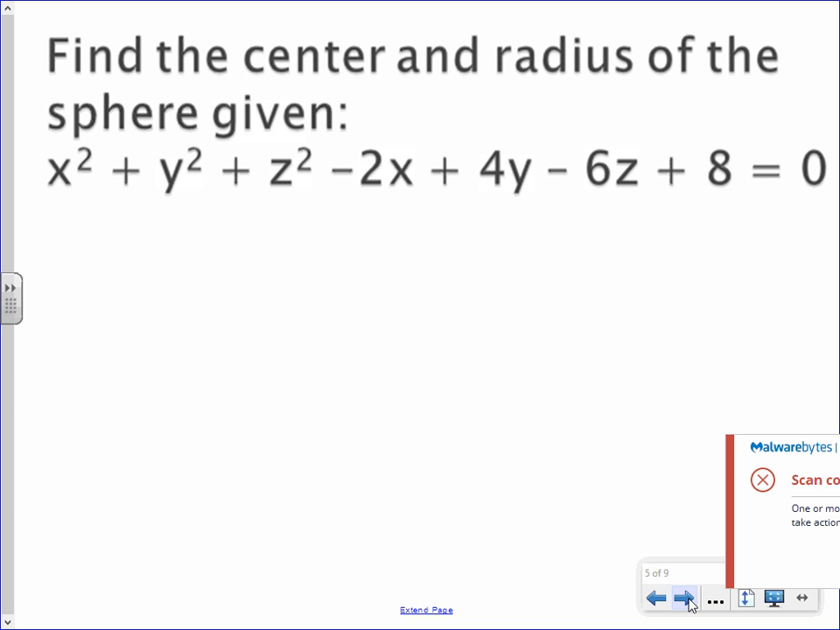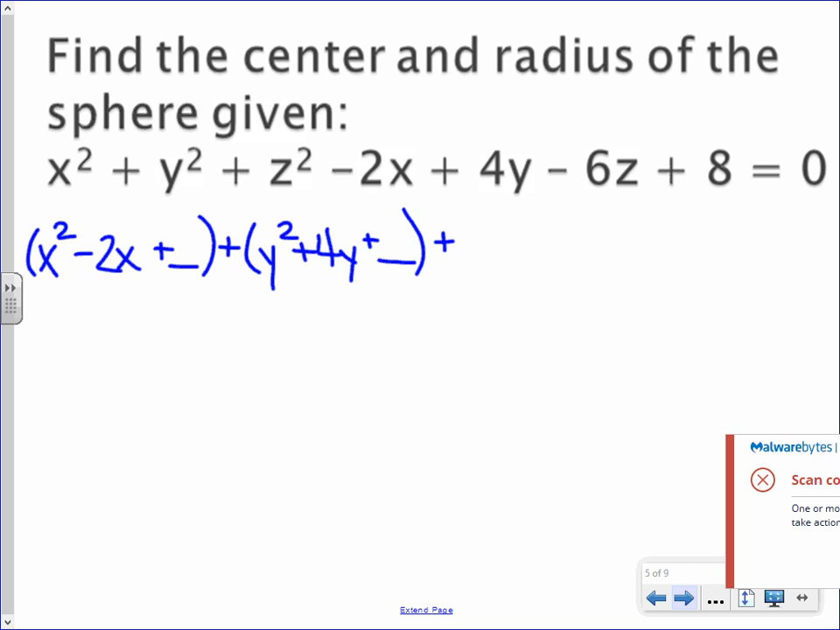Okay? So, after getting through our conics chapter, we are rock stars at completing the square, okay? So I'm going to group the x squared and negative 2x together. I'm going to group the y squared plus 4y together. And I'm going to group the z squared minus 6z together. And then I'm going to move the 8 to the other side and make room for our mystery numbers that we have to add to balance our equation.